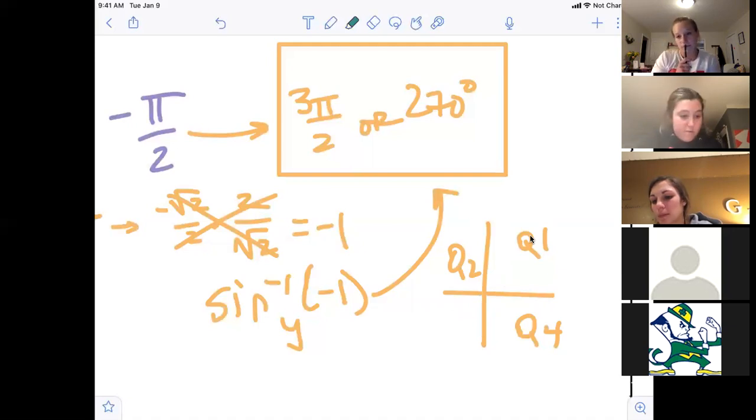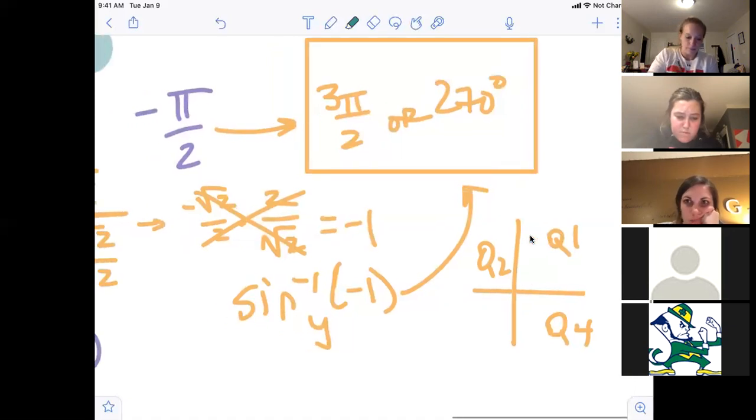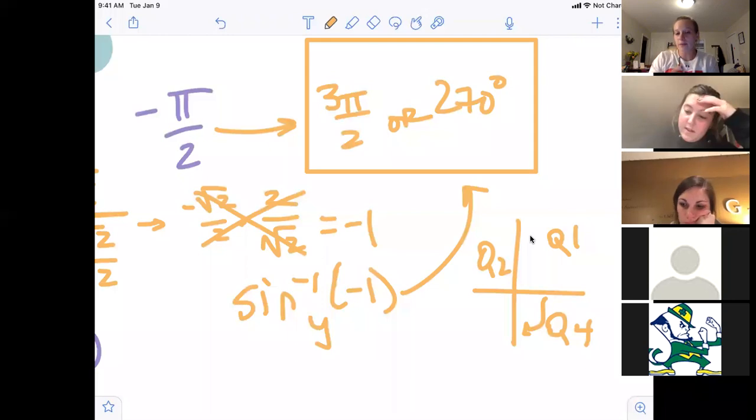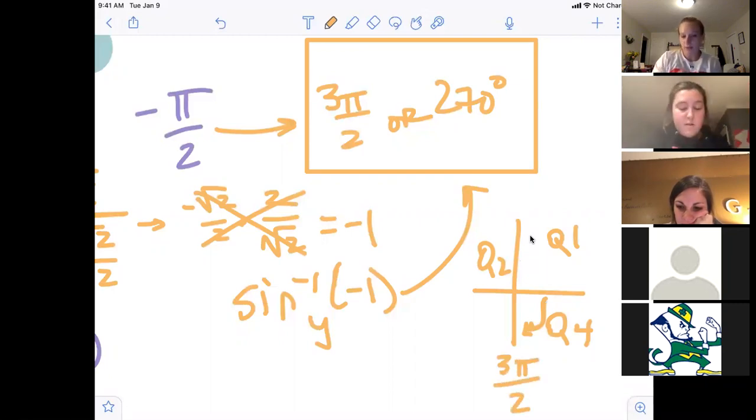Wait, I'm confused. What's negative pi over 2? Is that an answer? Yeah, it's an answer. Negative angles mean that we went backwards from 0. So instead of going up pi over 2, we went down pi over 2, which is at 3 pi over 2. Oh, okay, I see. Just another name.